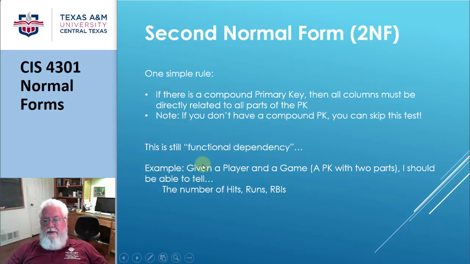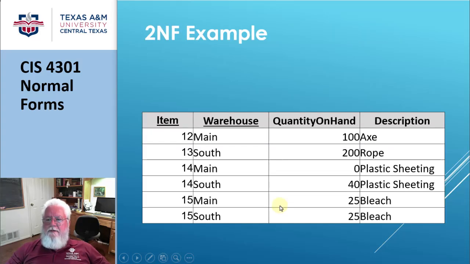Okay, so for example, given a player and a game, so there's a primary key that has 2 parts, player and game, I should be able to tell the number of hits, runs, and runners batted in. Make sense? Okay, good. So here's an example of a bad one. I have an item number in a warehouse. Apparently we have 3 warehouses. I guess it's just two warehouses. We have a main and a south. And then a quantity on hand and a description.